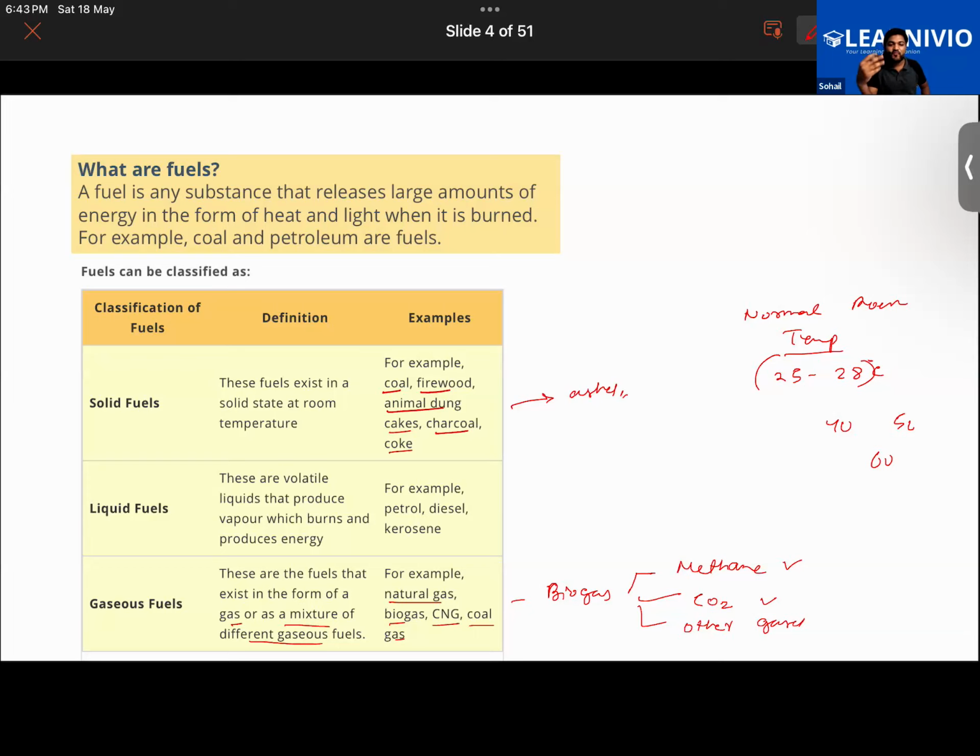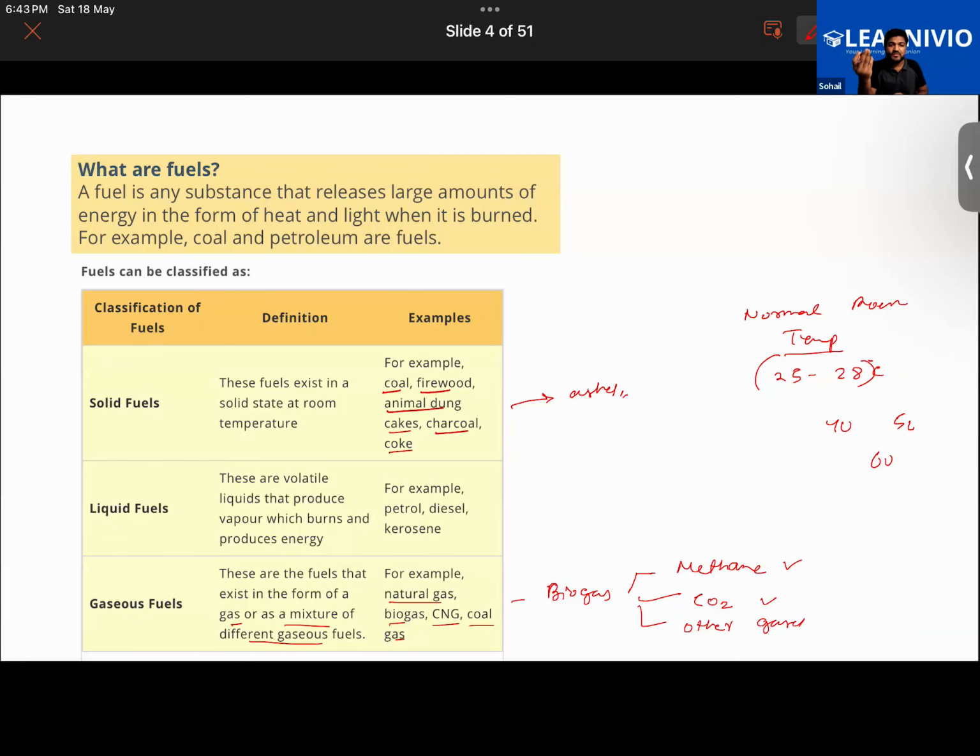Then you have liquid fuels like petrol, diesel, kerosene. They are said to be volatile liquids, meaning that whenever they are exposed to heat, when they are burned, they will convert into their vapor state and will be giving heat energy. That is the thing about them.